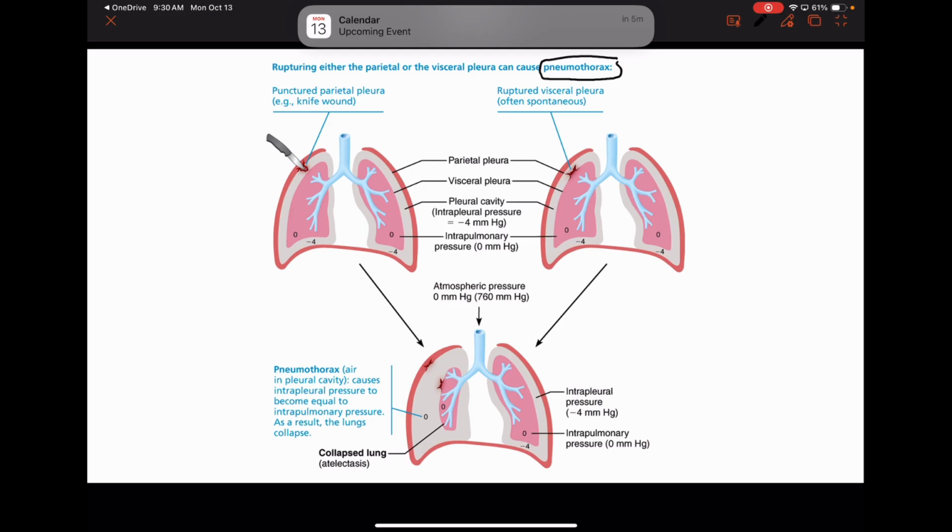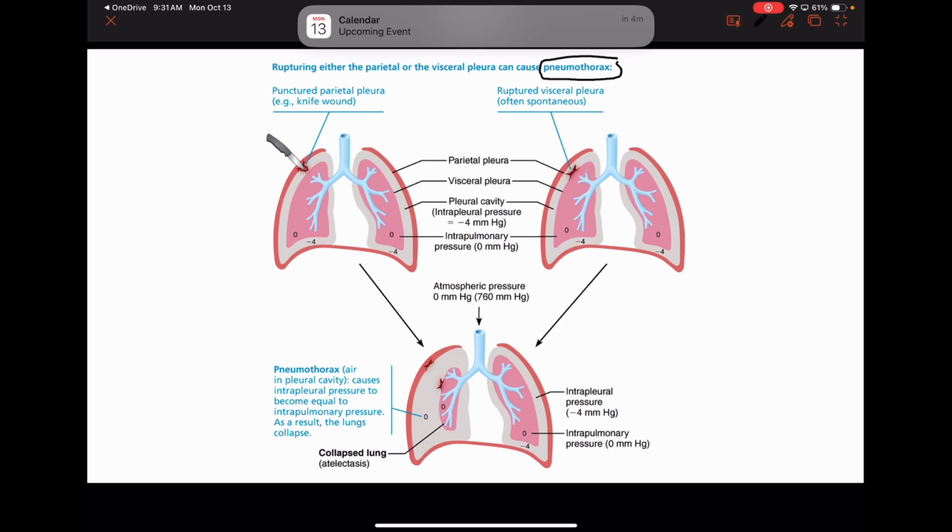Rupturing either the parietal or the visceral pleura can cause a pneumothorax. This can happen because of some kind of trauma to your chest, like if you got stabbed in the chest. Not that that's super common, but it could be from something plunging into you in a car accident or something like that. If you have a piercing wound to your chest that breaks that pleural membrane, then air and fluid are going to enter the pleural cavity.